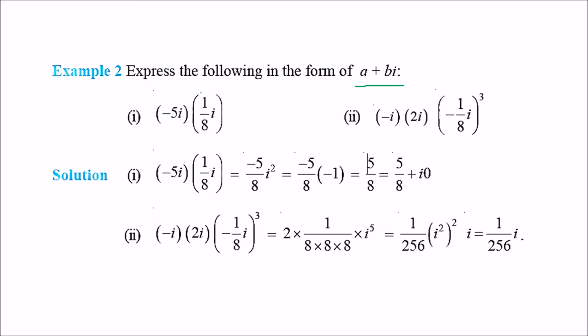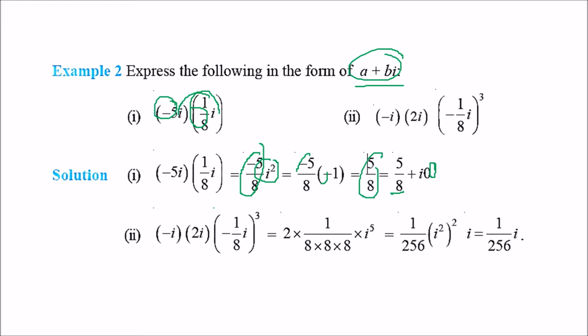A plus bi, we have to place these in the form of a plus bi. So let us multiply minus 5 by 1 by 8, that is minus 5 by 8. How about I into I square, that is minus 1. So minus minus cancels out, 5 by 8. But we have to write it in the form of a plus bi. So this is a plus, because there is no I term, we have to use the 0.